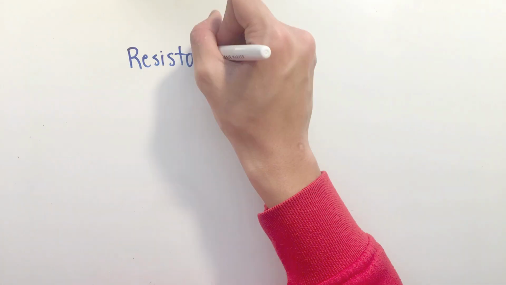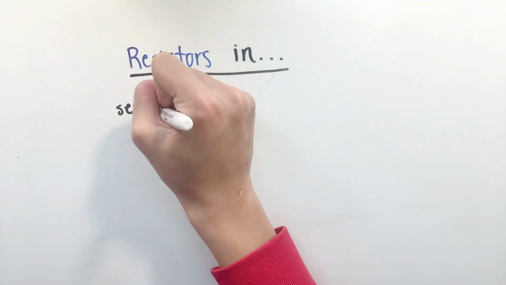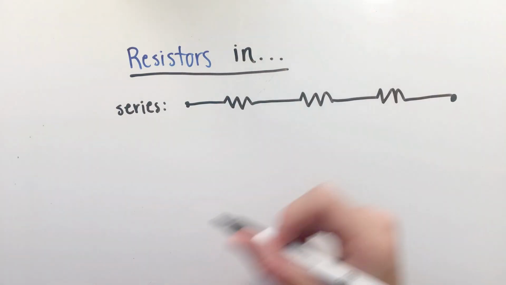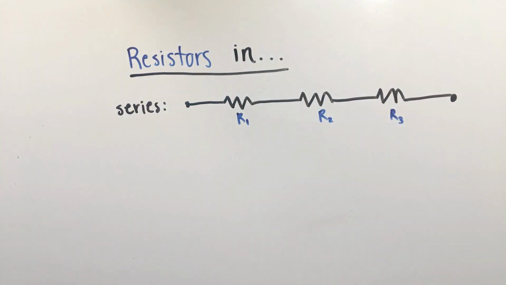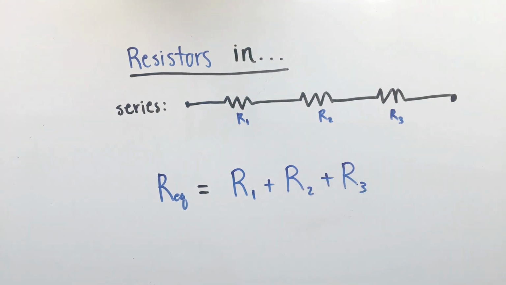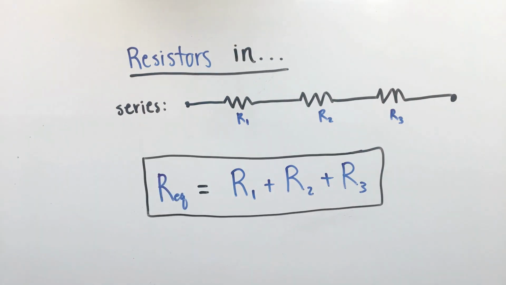One final cool thing about resistors is that multiple resistors put in different configurations can be simplified down to one single resistor. In the case of resistors strung together on one continuous line of wire, or what's known as resistors in series, the equivalent resistance is simply the sum of all the individual resistances.